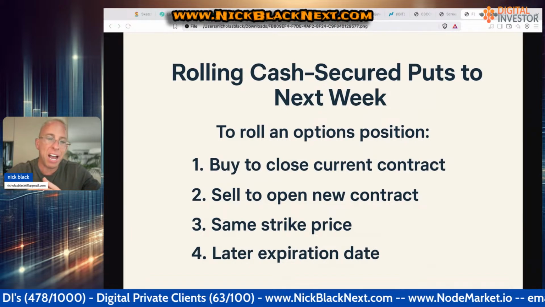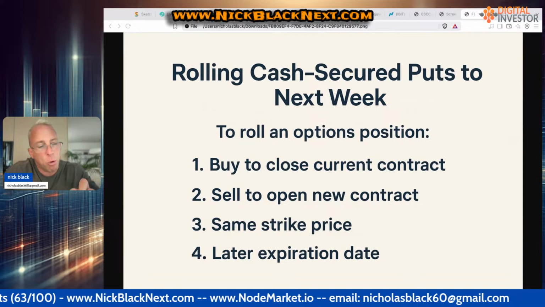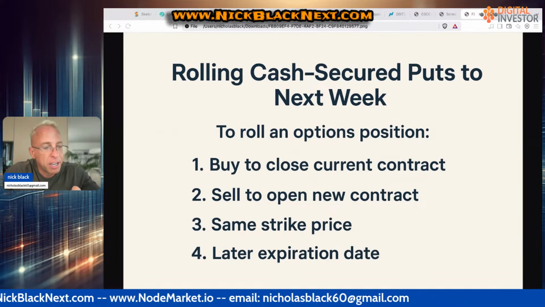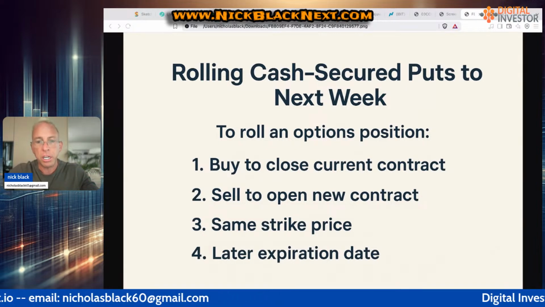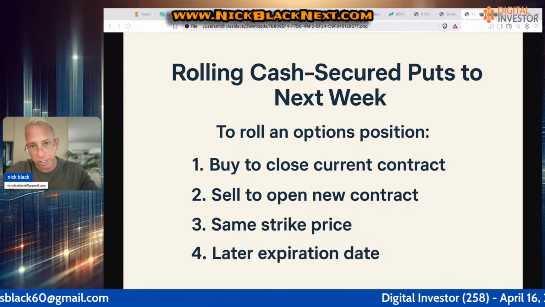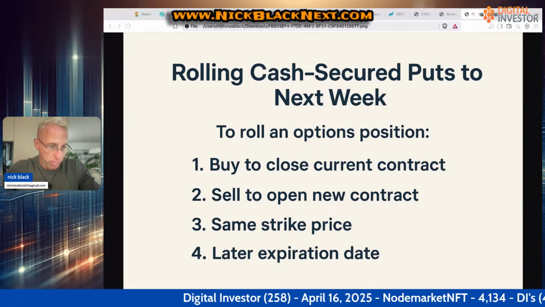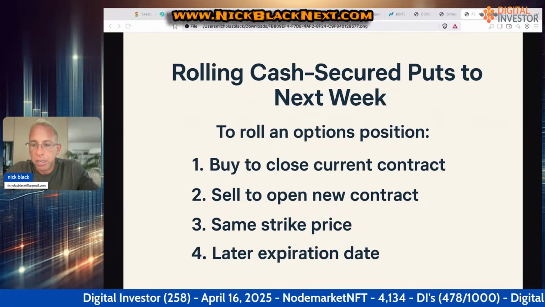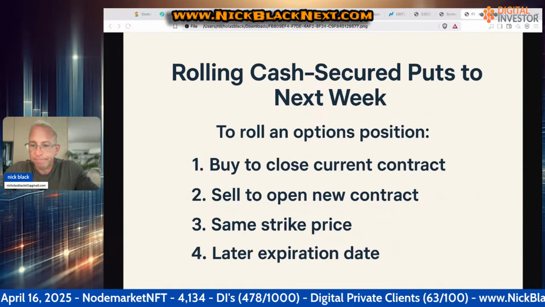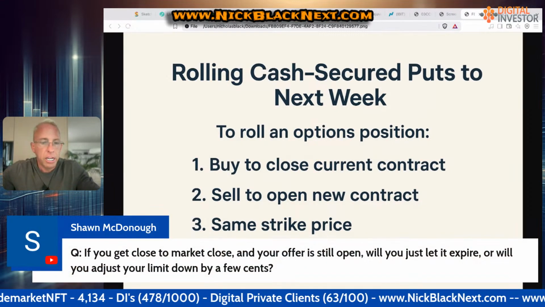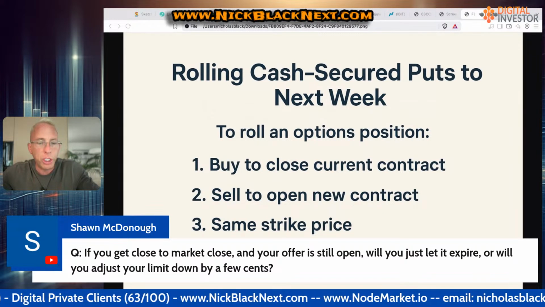Does that make sense? Now, can you do these as two separate trades and probably grab one or two more pennies? Probably. And if it's a lot of shares representing tokens, then it might make sense to do this as two separate trades. But rolling is very easy. You set your net credit, your net debit, and off you go. Okay. Let's see. If you get close to a market close and your offer is still open, will you let it expire or will you adjust your limit down?